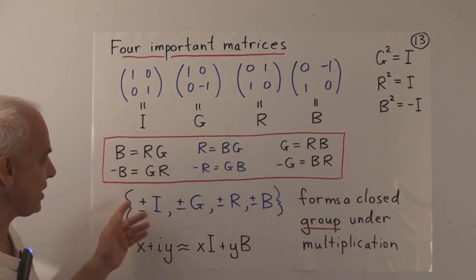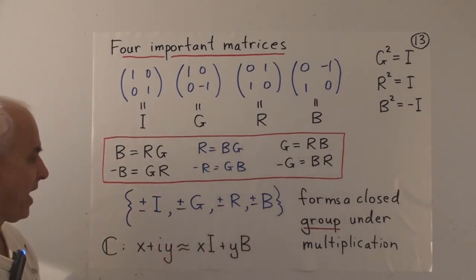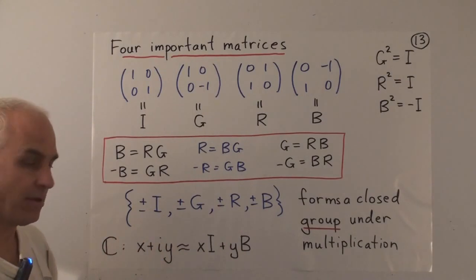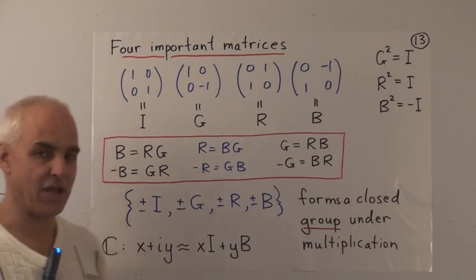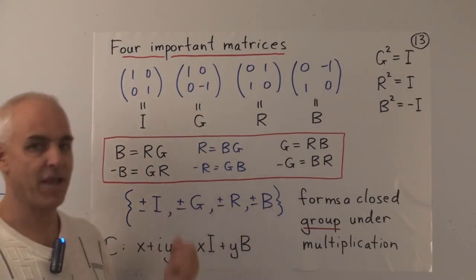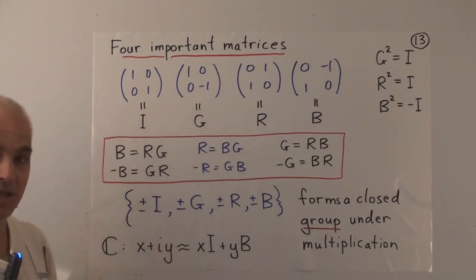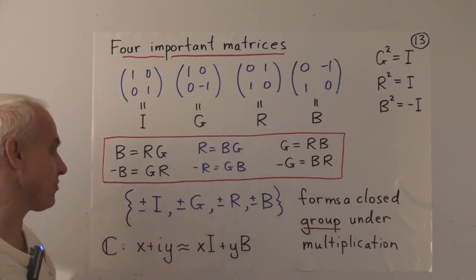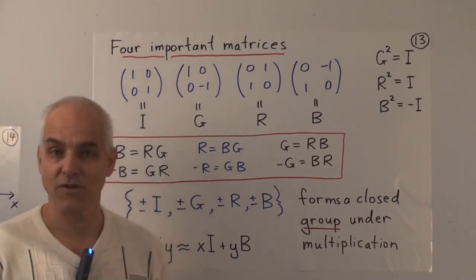Now it turns out that if you take the four matrices together with their negatives, that set of 8 matrices forms a closed group under multiplication. So that means that when you multiply any two of them, you get another element in the set. That's a very pleasant, interesting feature that turns out to be closely related to the geometry or the symmetries of a square.